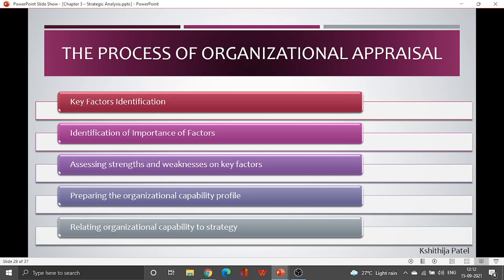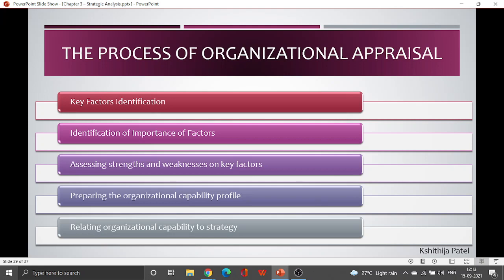So the selection of key factors may relate to marketing, accounting, manufacturing, finance, research or development, or it can also be about organization structure or the management pattern. So the key factors should cover all the aspects of the organization. That is what is necessary. So once the key factors are identified, then it is better to move on to identifying the importance of these key factors.